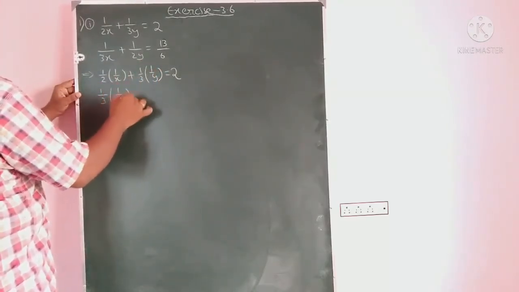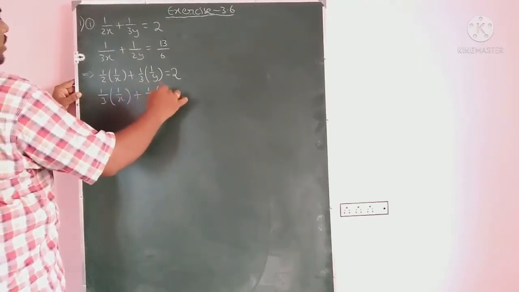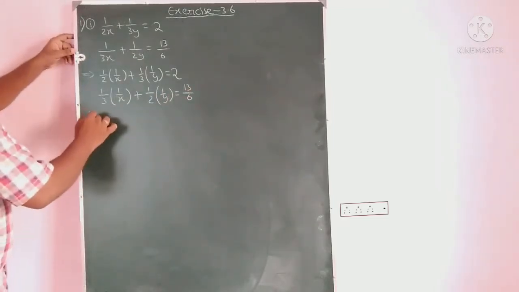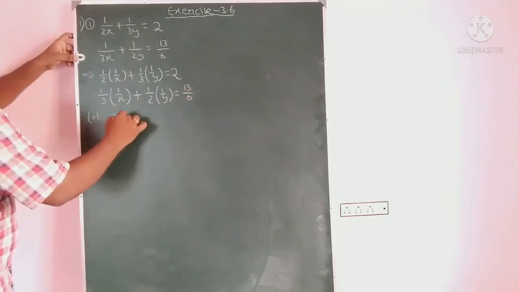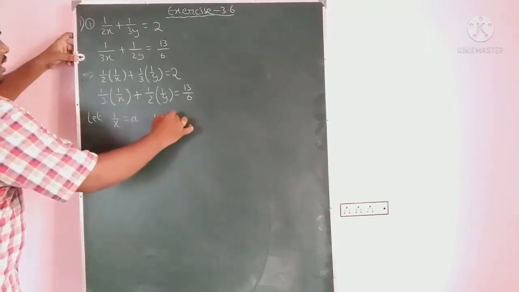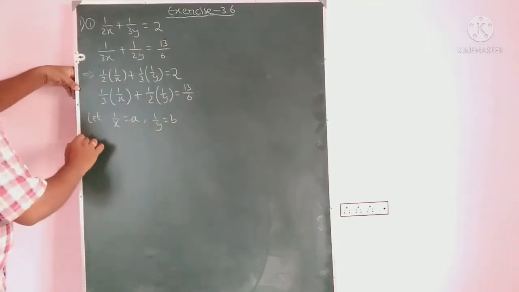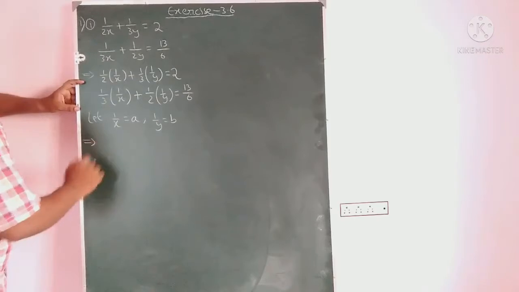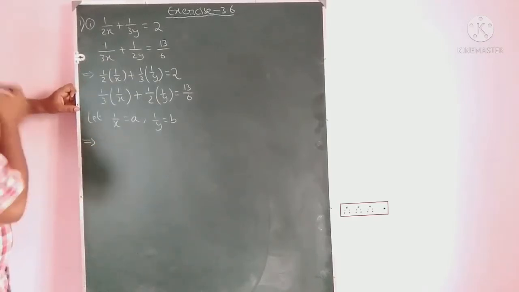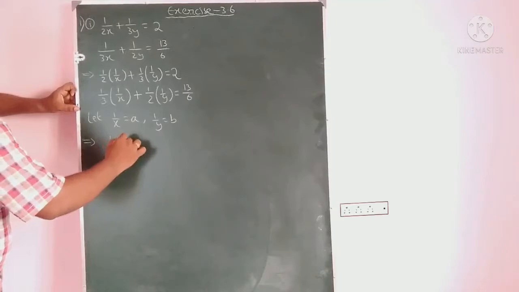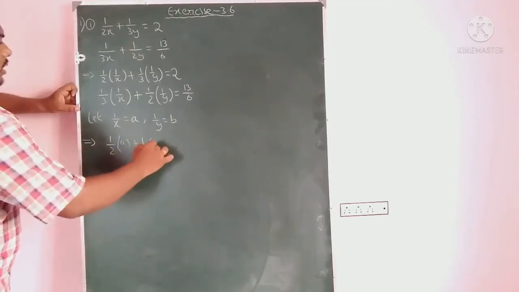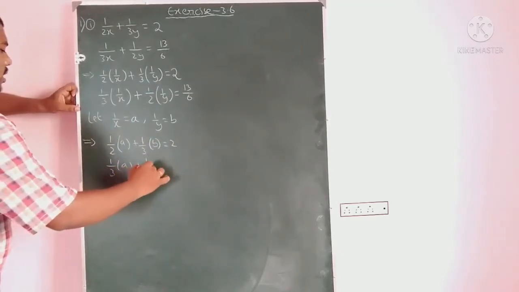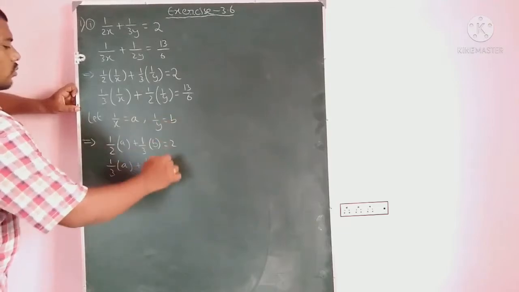1 by 3 into 1 by x plus 1 by 2 into 1 by y is equal to 13 by 6. Now replace the variable part with another variable. So 1 by x is equal to a, and 1 by y is equal to b. So we can rewrite the above equations like this: 1 by 2 times a plus 1 by 3 times b is equal to 2, and 1 by 3 times a plus 1 by 2 times b equals 13 by 6.